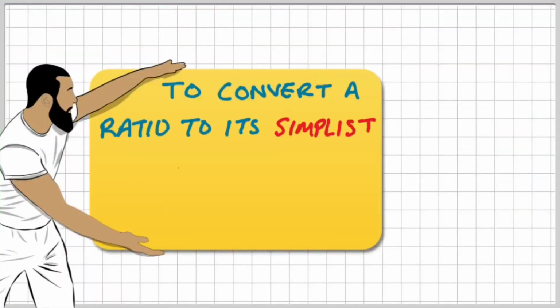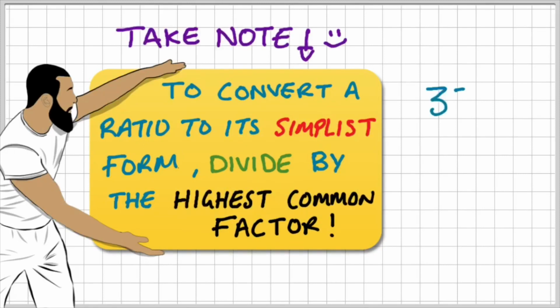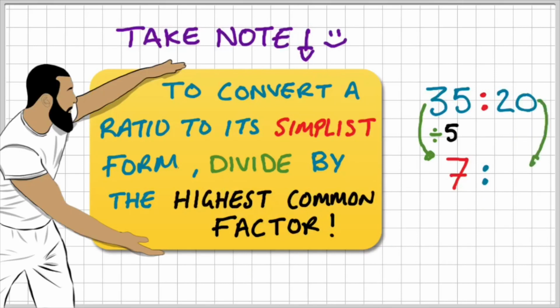Now let's look at simplifying a ratio. To convert a ratio to simplest form, we need to divide by the highest common factor. So let's look at an example, 35 to 20. To convert this to the simplest form, we're going to divide by the highest common factor. Now, the highest common factor of 35 and 20 is 5. So 35 divided by 5 gives us 7, and 20 divided by 5 gives us 4. So 35 to 20 in the simplest form would be 7 to 4.